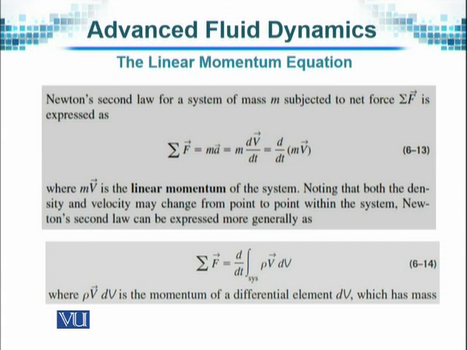So noting that both the density and the velocity may change from point to point within the system, Newton's second law, the same law that is written here in this equation, can be written in the integral form, and when we integrate it over this system, then the variation of rho, that is the density, will also be taken care of.